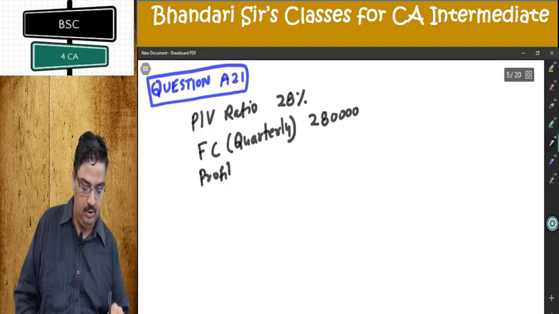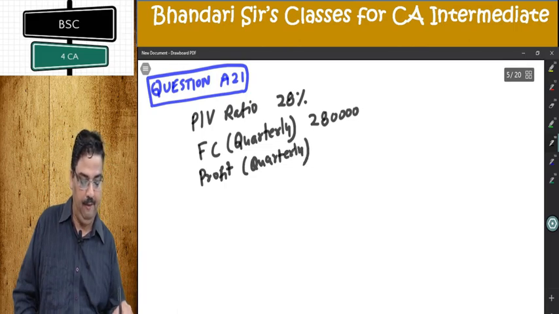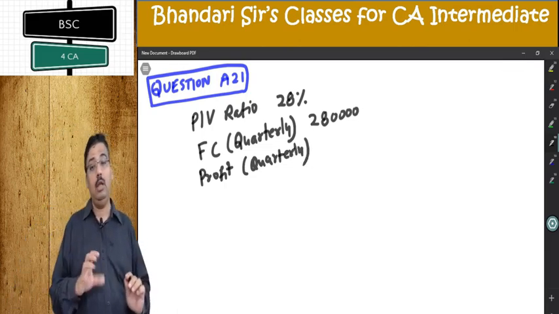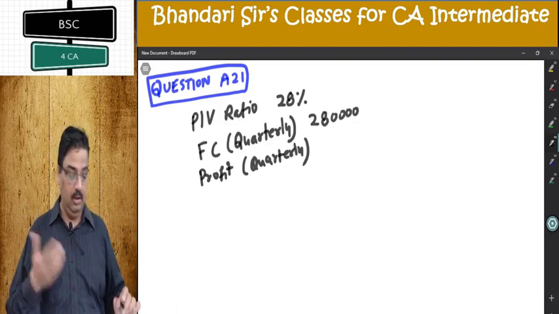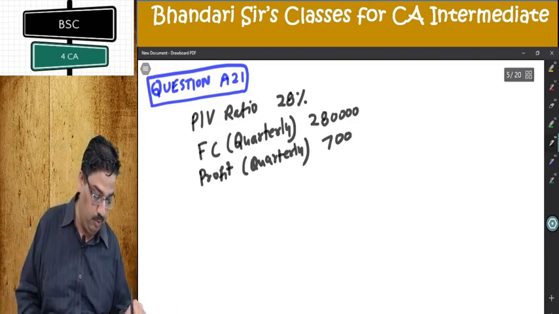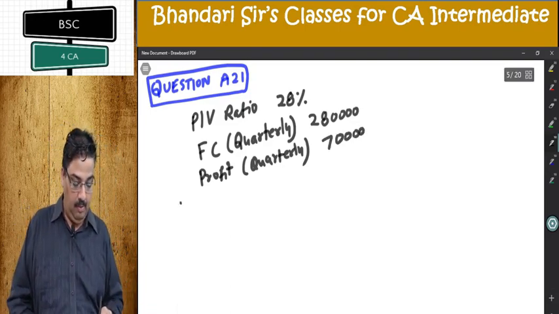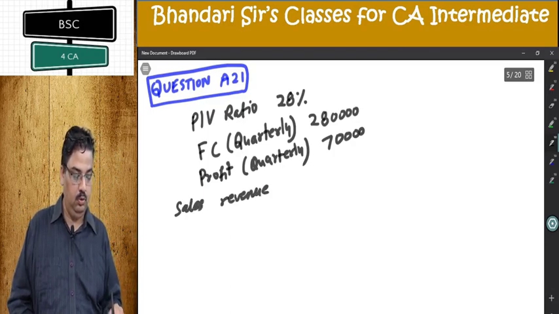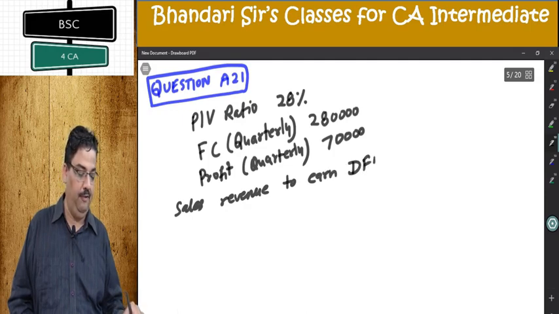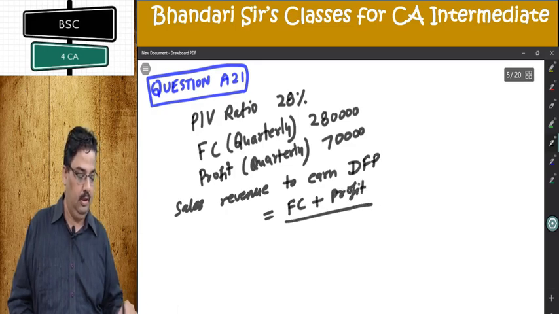Profit desired is also quarterly. Now carefully note that if one thing was annual, I would have brought them at same level. But they are already at same level, so there is no problem here. I am applying simply sales revenue to earn desired fixed profit formula. Fixed cost plus profit divide by PV ratio.